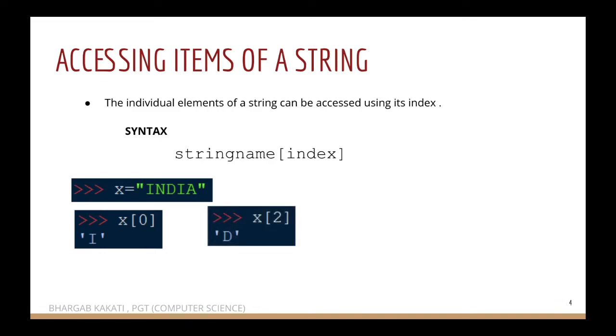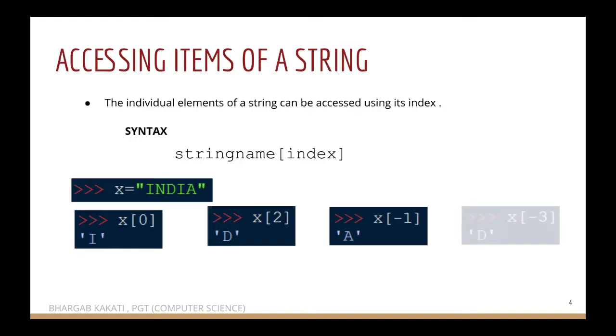If I write x[2], what is the element in the index 2? It is D, so D is returned. It's not that you have to use only the forward index. If you want, you can use the backward index also. So if I write x[-1], as you already know, the negative index begins from the right hand side. x[-1] means the character present at the index -1 will be returned and shown in front of you. So what is the character present at the index -1? It is A, so A is returned.